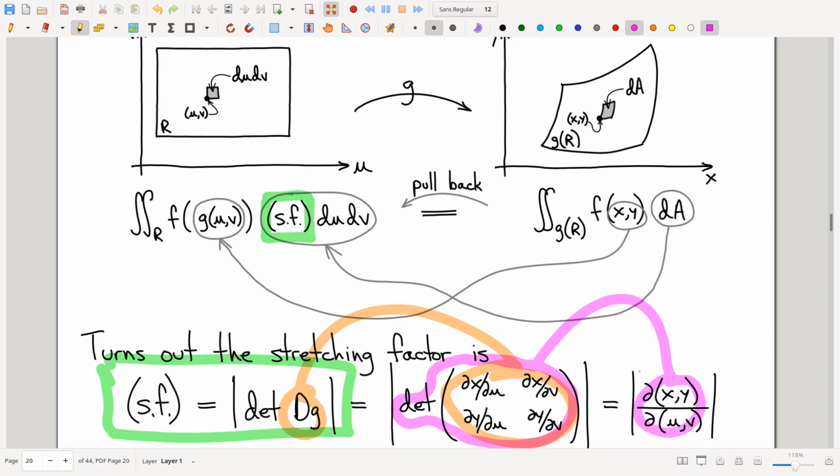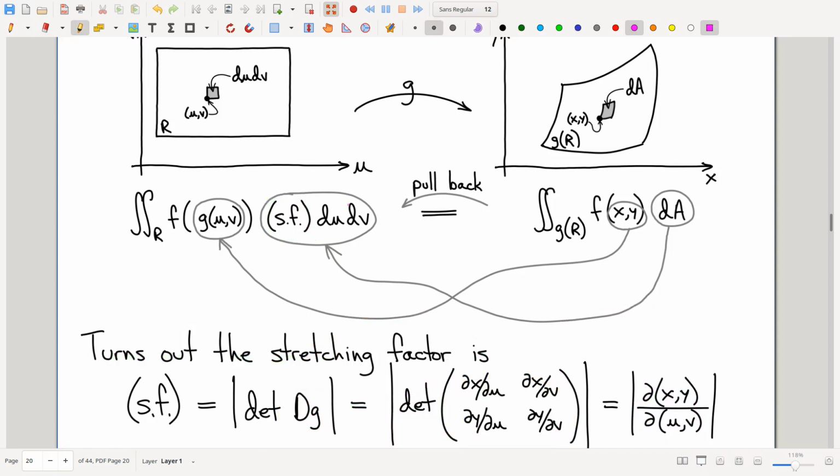Also very importantly, and you've heard me say this a bunch of times, this thing here, this partial xy over partial uv, looks like a fraction. Absolutely not. It's definitely not a fraction. You can see right here, it's defined as a determinant. Determinants aren't fractions. Right? We write it as a fraction because what we're going to find is that it actually kind of behaves like a fraction. But cannot emphasize this enough, it's not actually a fraction.